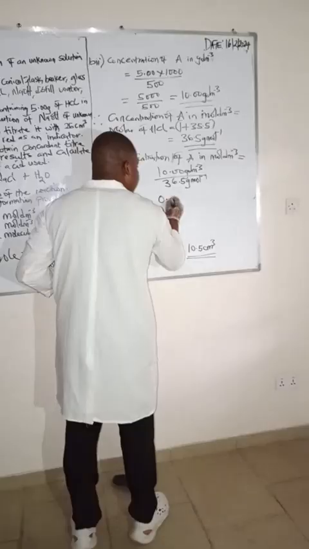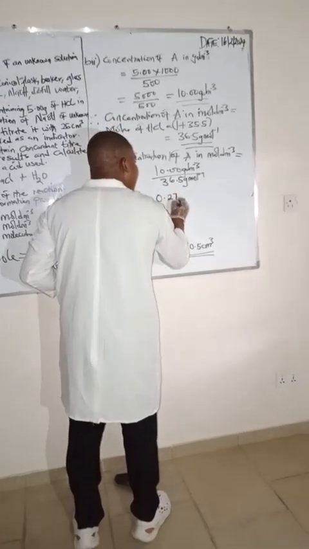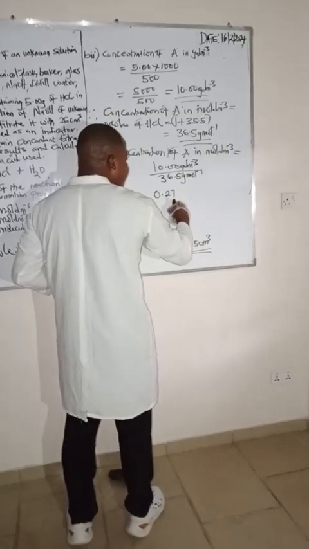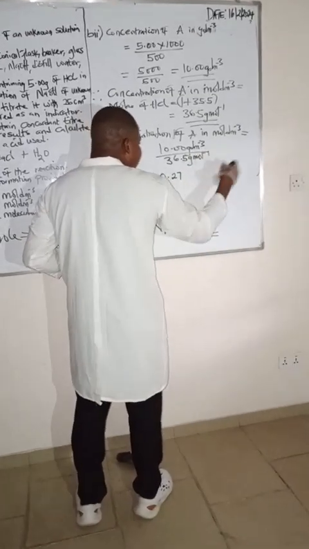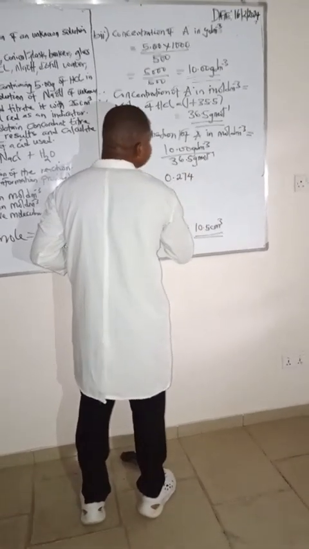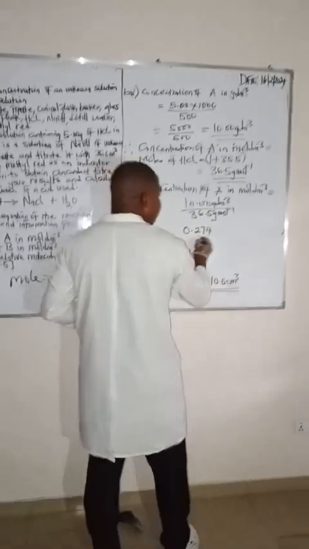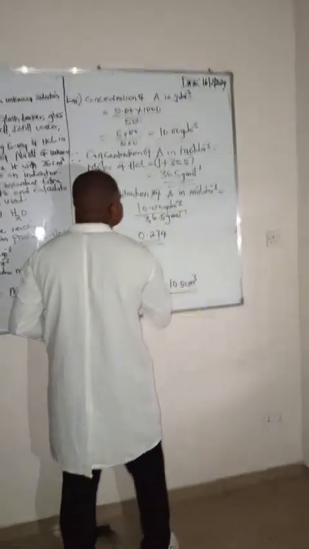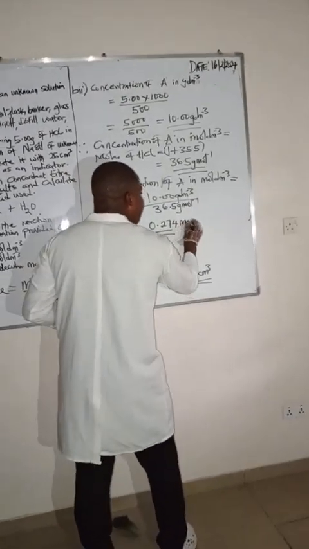0.27. What again? What other number follows? 3. What number follows after the 3? 9. 0.274. Are you with me? That's our answer, in mole.